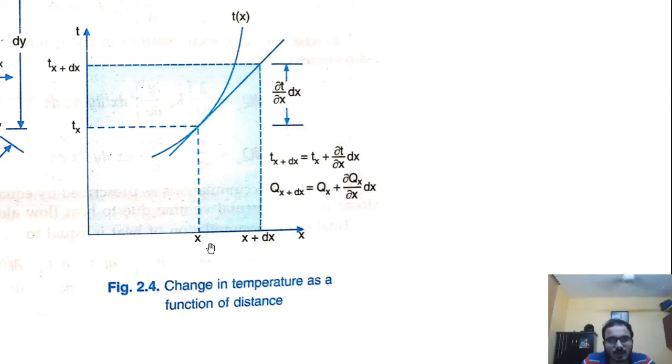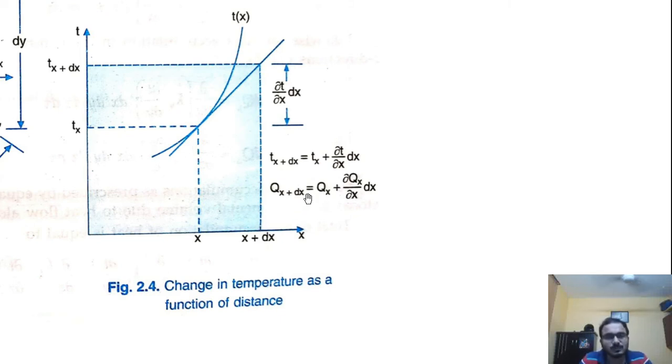So at x plus dx, the value of temperature is T subscript x plus dx. So there is a change in the temperature as we move from the location x to location x plus dx. This is given by this formula, that is the new value of T at x plus dx is equal to the previous value, that is Tx, plus the rate of change of temperature with the direction, that is del T by del x, into the distance dx.